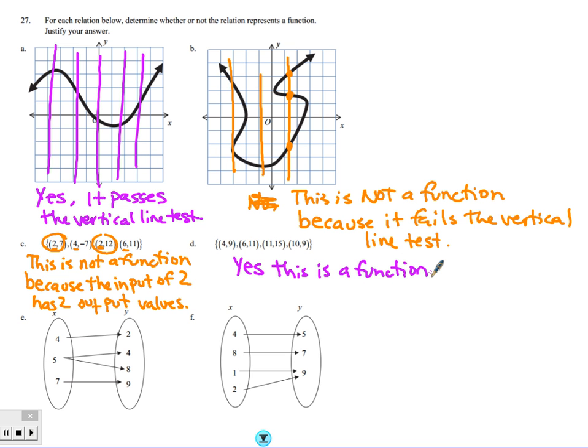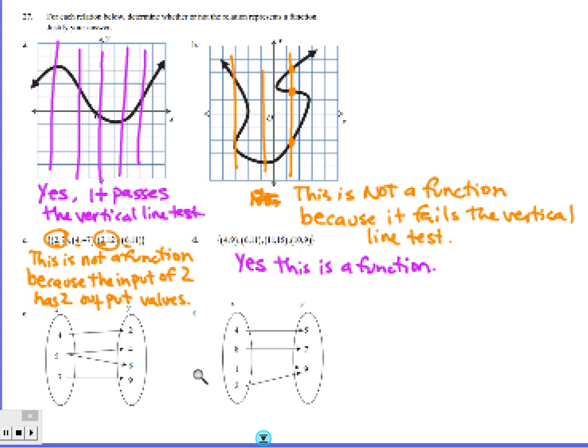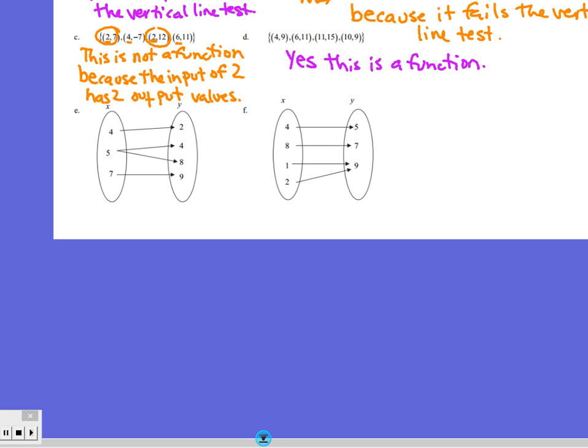All right, then we've got, let me pull this up so we can see it better. Here we have 4, 5. Now 5 goes to 4 and 5 goes to 8. So again, this is not a function because the 5, and notice I'm justifying.